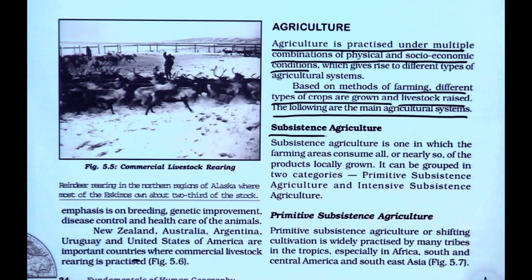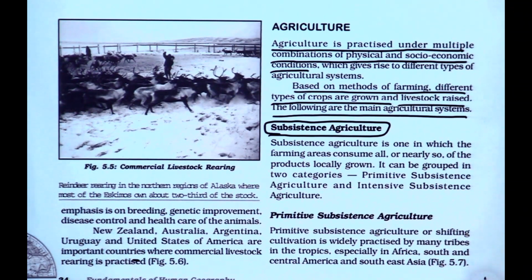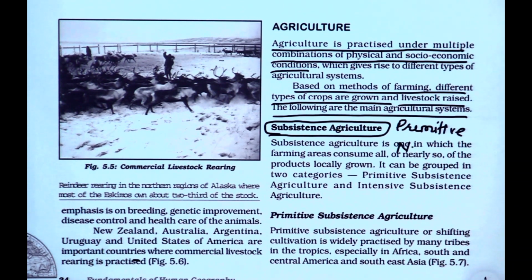So subsistence agriculture. What is subsistence agriculture? I'll say subsistence is primitive as well as non-primitive. Now what essentially is the difference between them? We are picking each one of them one by one. Two categories, primitive and intensive subsistence. Intensive subsistence is what I am saying is non-primitive. And characteristics of each one of them, one by one.